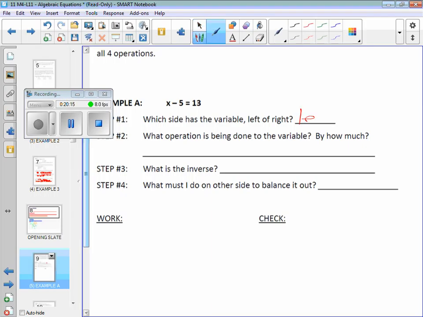Now here comes the important question. What are we doing to x? What operation is being done to it, and by how much? And we are taking whatever this unknown value is, and what it's eventually going to be, we're subtracting 5 from it. Work that out. Inverse means opposite. What's the opposite or inverse of subtracting 5? Adding 5.